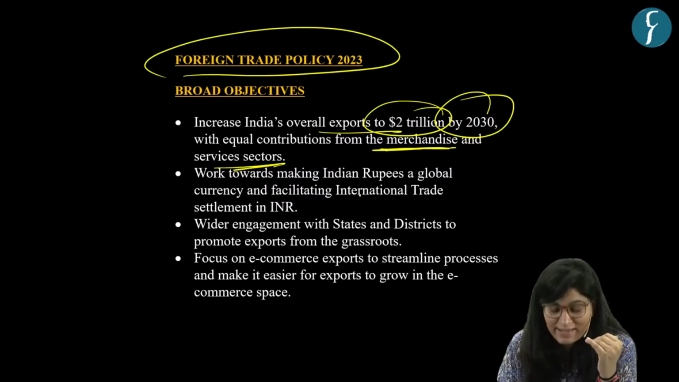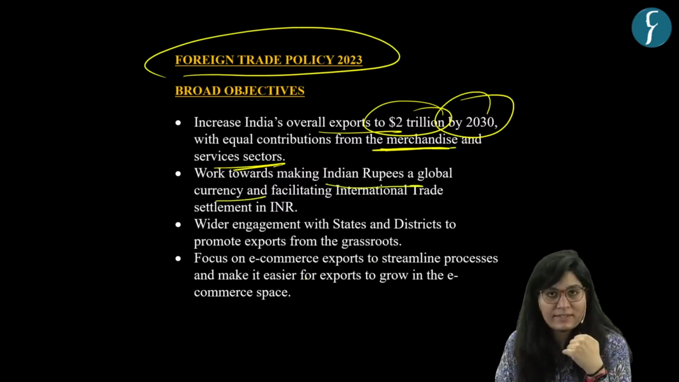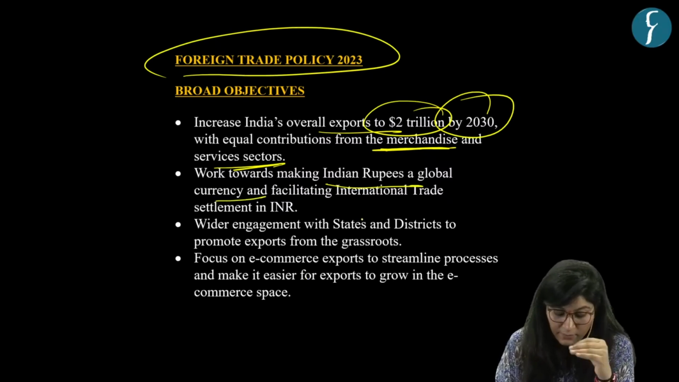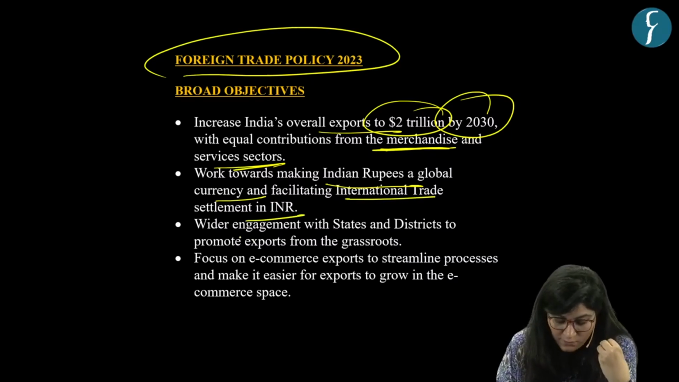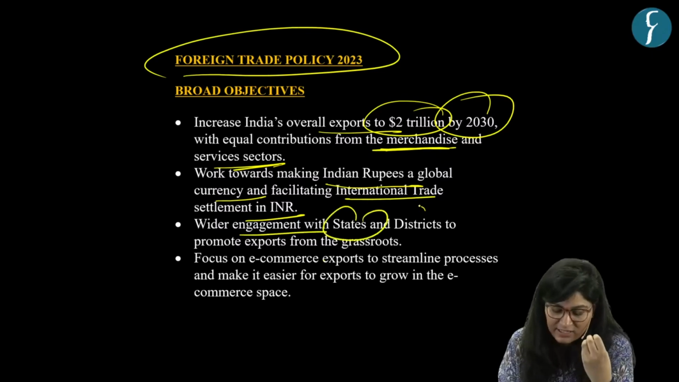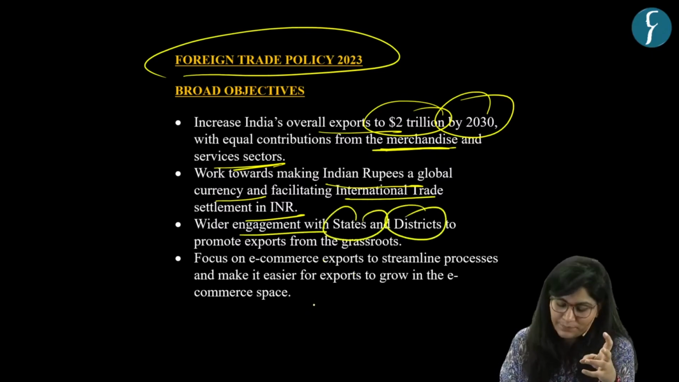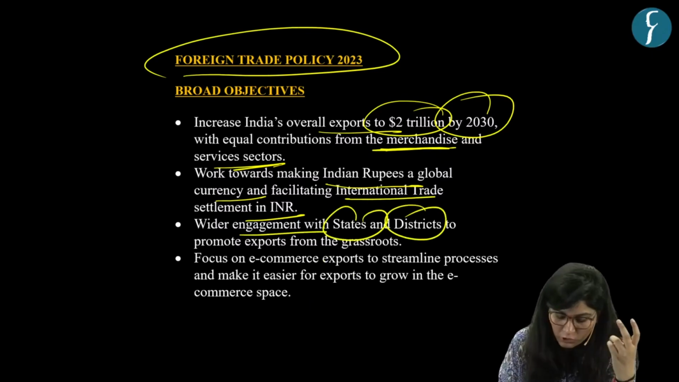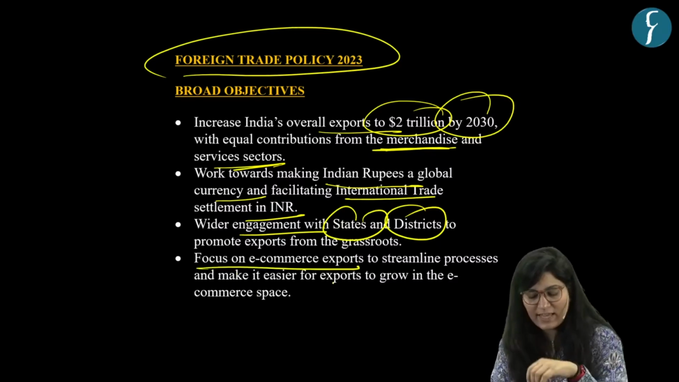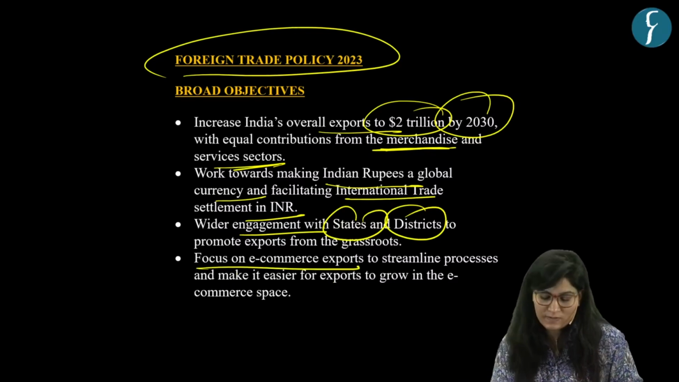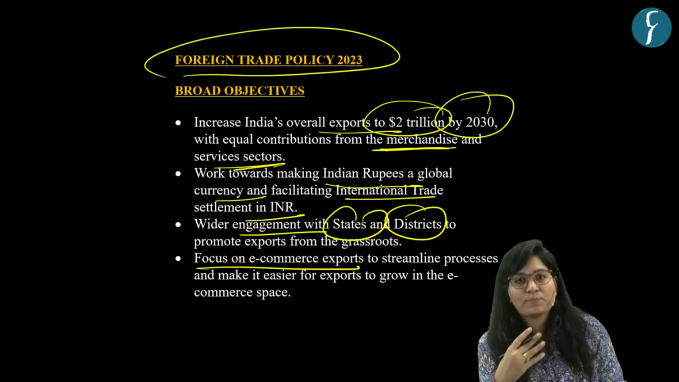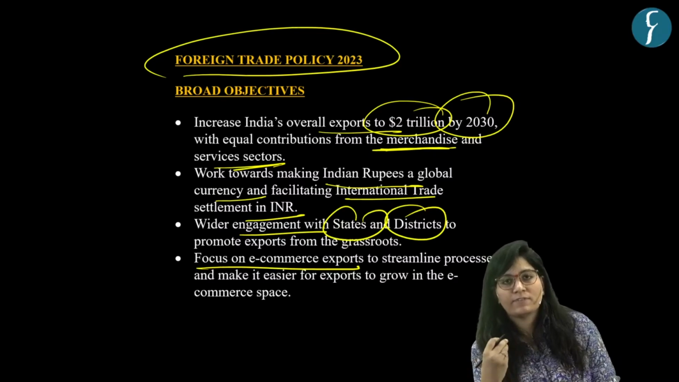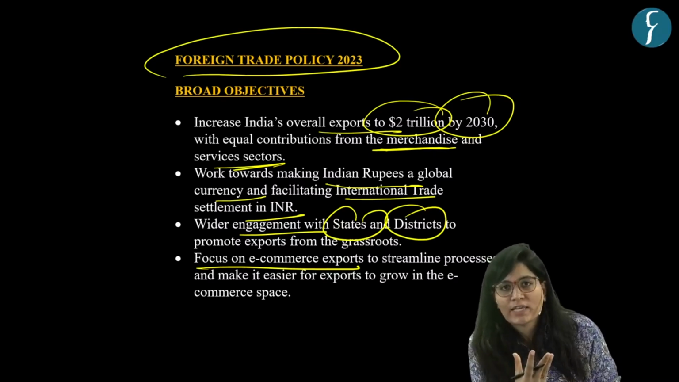Work towards making Indian rupee a global currency, which will facilitate international trade in INR. Then wider engagement with states and districts to promote exports. Last but not the least, focus should be given on e-commerce exports to streamline the process. So that's all with respect to export-led model or different aspects related to export-led model.